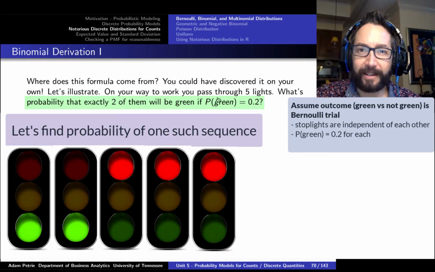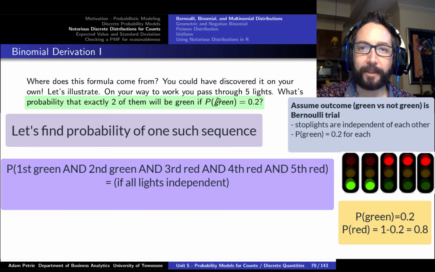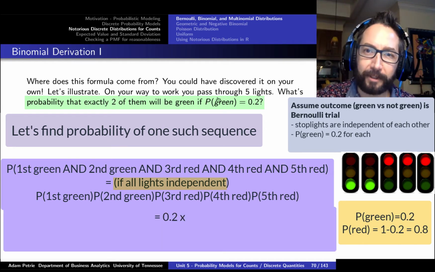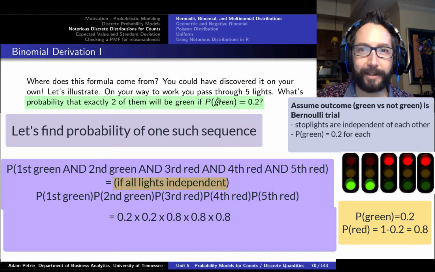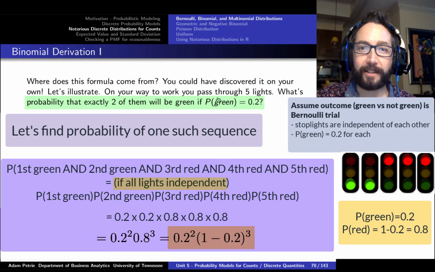Now, if each light is independent of one another, we know that when we are asking the question, what's the probability of some combination of independent events, we just get to straight up multiply together the component probabilities. So the probability of the sequence green, green, red, red, red would be the probability of green times the probability of green times the probability of red times the probability of red times the probability of red. So working that out, we get 0.2 times 0.2 times 1 minus 0.2, the probability of red, multiplied by itself 3 times, or 0.2 raised to the second power, 1 minus 0.2 raised to the third power.